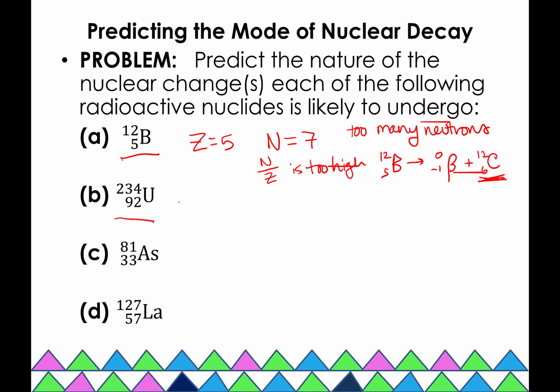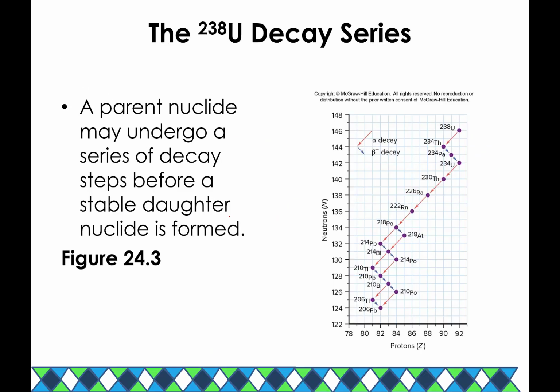Uranium 234, again, Z is greater than 83, so this is going to be alpha decay. And there may be multiple different types of decay processes that take place for a particular nuclide.